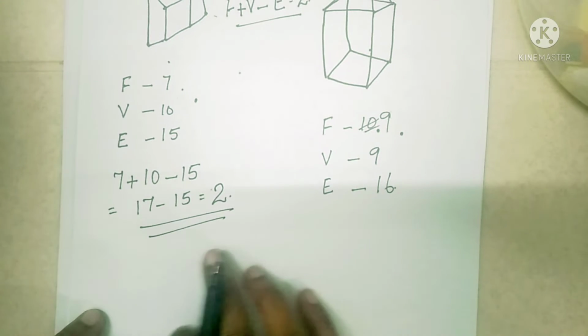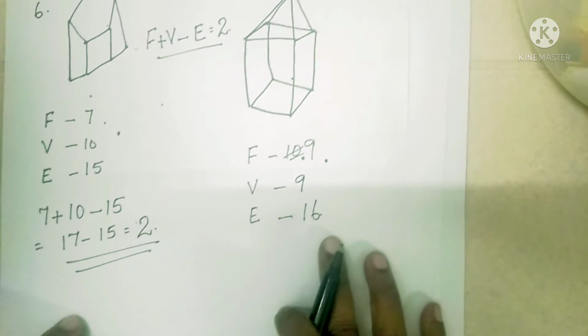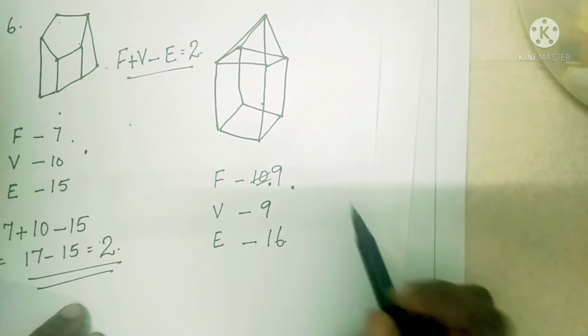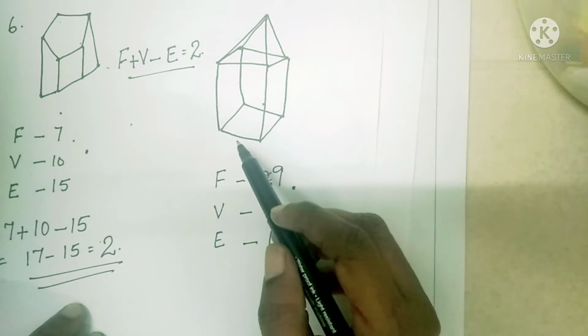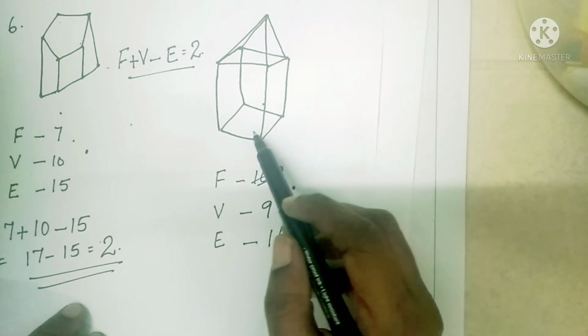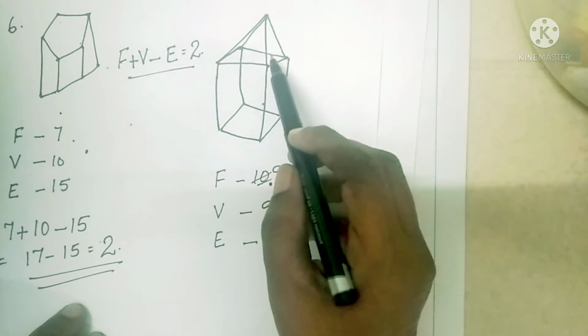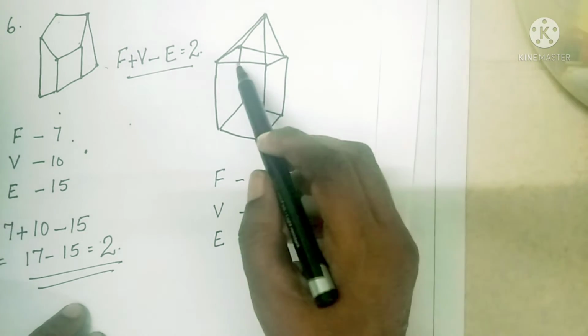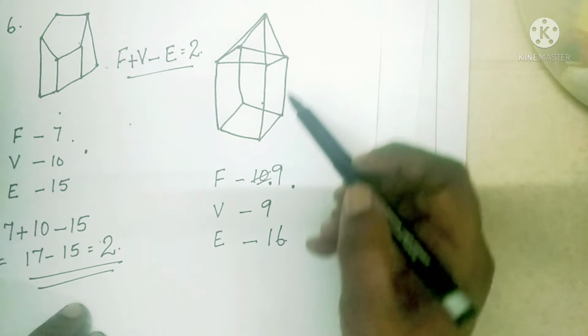So it is proved. Okay. Similarly, another figure is given here. Here there is a square, and on top of that square prism there is a pyramid.